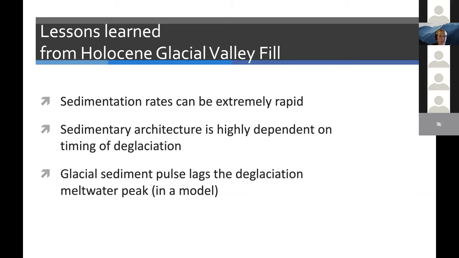So there were some lessons that we learned from these Holocene glacial valley fills: that the sedimentation rates can be extremely rapid, that the sedimentary architecture is really dependent on the timing of deglaciation, and when a certain fjord at a certain latitude starts deglaciating, and that the glacial sediment pulse, the time of peak production or peak availability of sediment ingested into the source to sink system, might lag the meltwater deglaciational peak. These are hypothetical because that's model behavior we're looking at, and there's some indication in the Kangerlussuaq fjord that it holds up, but the dating is also sparse enough that you could argue it a little bit different ways too.